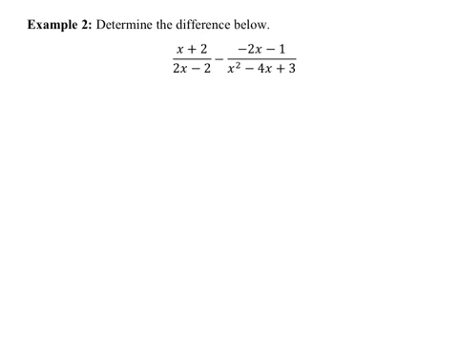So example 2 says to determine the difference below. And right away it's a difference, so let's write it as adding. So let's think of this as x plus 2 over 2x minus 2. And then we're going to add the opposite. So we're going to add the negative quantity of this whole thing.